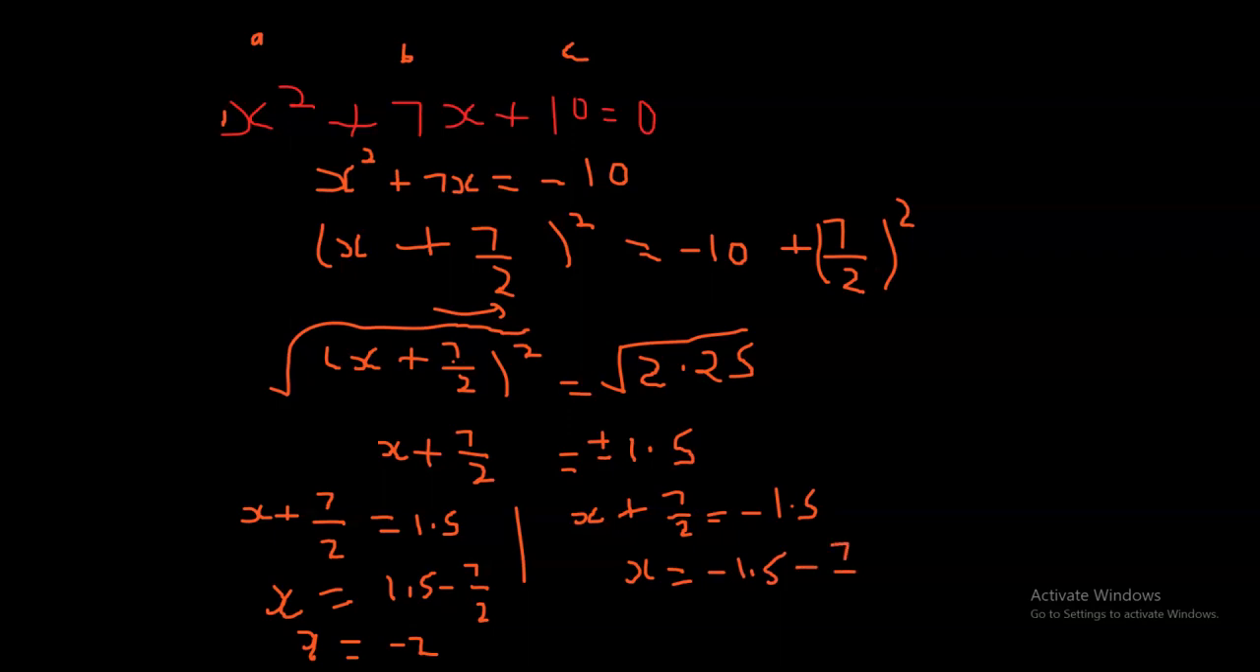We already know 7 over 2 is the same as 3.5. So it will be negative 1.5 minus 3.5, which will also be a negative number. Let me quickly do this one. This is going to be negative 1.5 minus 7 over 2, so it's negative 5. Your answer will be negative 5. Those will be our two solutions using the complete the square method.